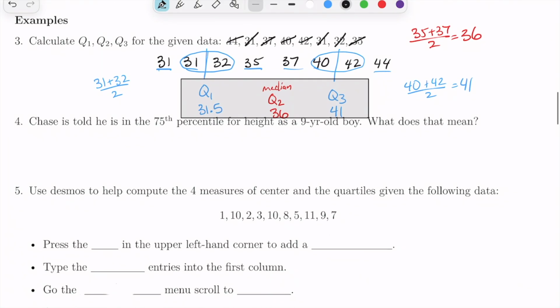Chase is told that he's at the 75th percentile for height as a 9-year-old boy. What does that mean? It means that Chase is taller than 75% of 9-year-old boys. That's all. In a room of 100 boys that are 9 years old, Chase is taller than about 75 of them. So that's what it means to be at the 75th percentile.